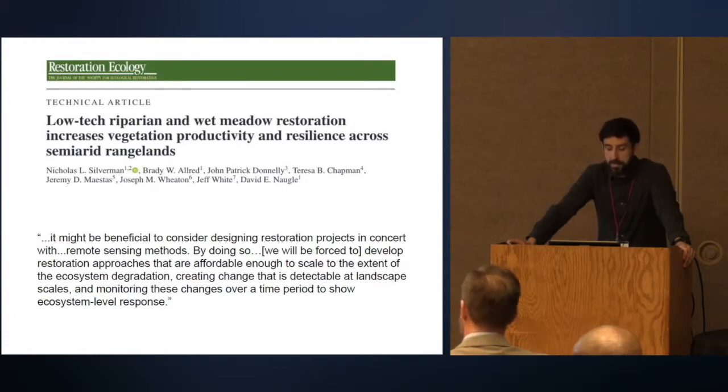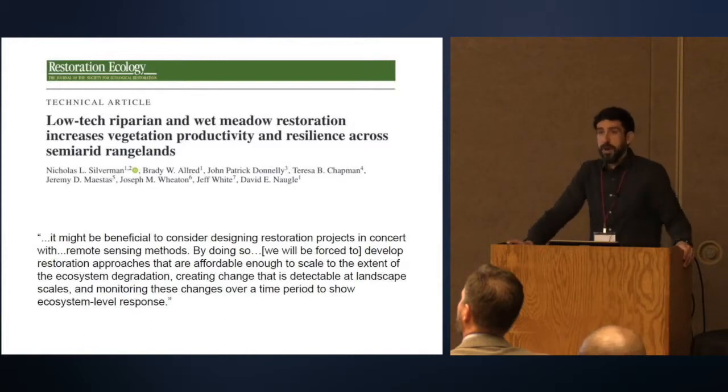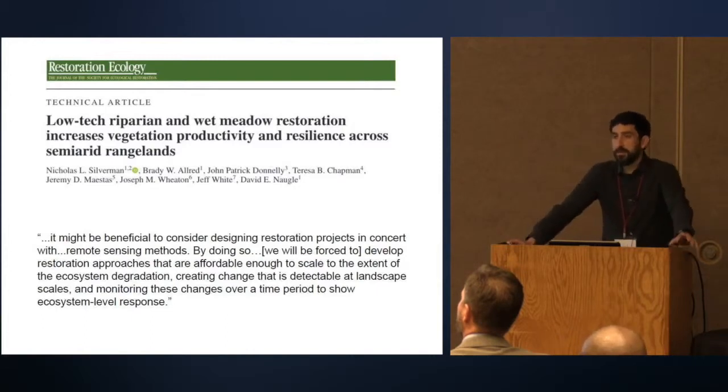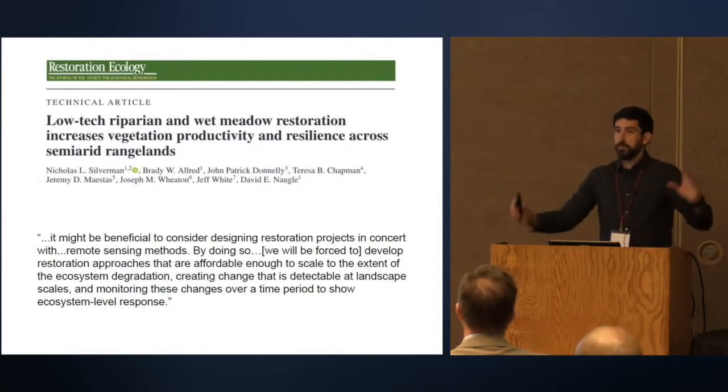It starts with, it might be beneficial to consider designing restoration projects in concert with remote sensing methods, because by doing so, we'll be forced to develop restoration approaches that are affordable enough to scale to the extent of the ecosystem degradation, creating change that is detectable at landscape scales, and monitoring these changes over a time period to show ecosystem-level response.